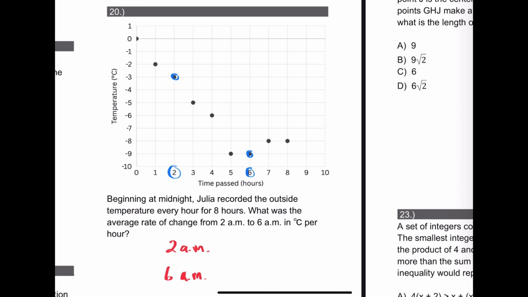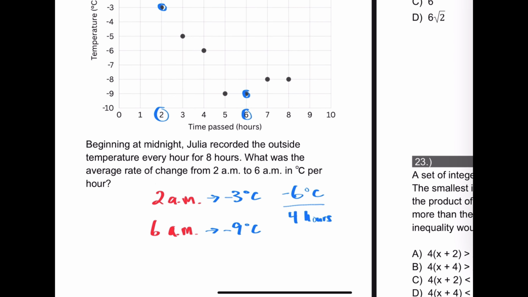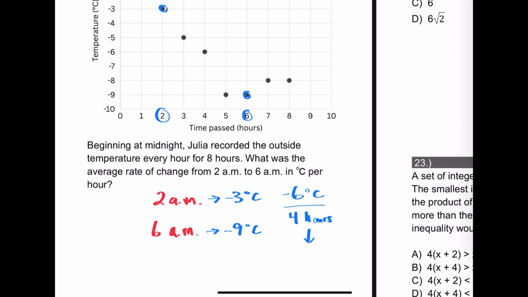And we'll notice that at 2 a.m., it was -3 degrees Celsius. And at 6 a.m., it was -9. So in 4 hours, and we actually want to put the y in the numerator there, it went down 6 degrees, -6 degrees Celsius. And we want to simplify this rate of change, this would simplify to -1.5 degrees Celsius per hour.